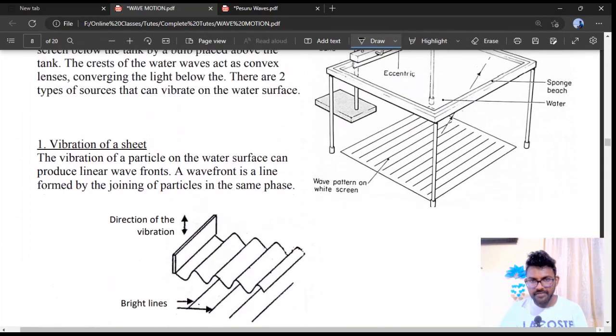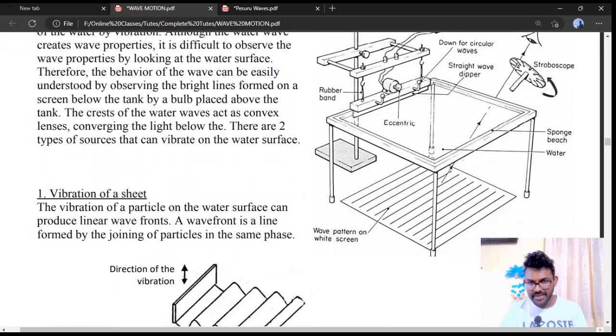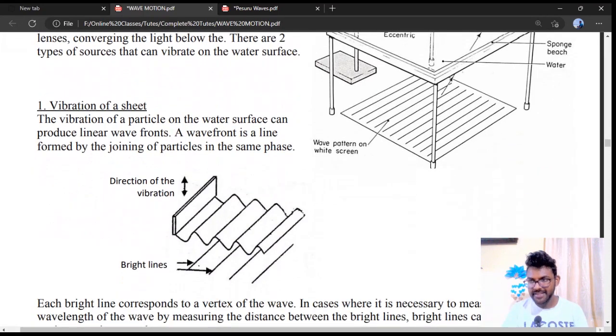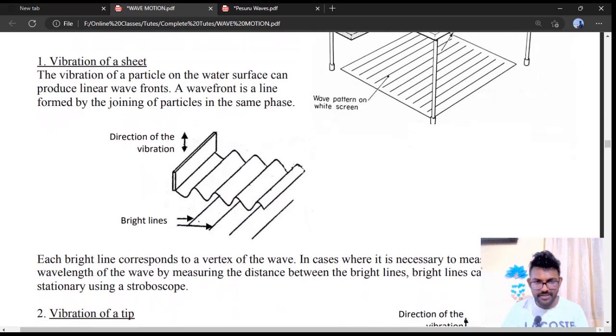How can we find the lambda then? Is there an easy way to find the lambda? Yes, that is why we are projecting the light onto a screen. When you have the bright lines, the consecutive distance between two bright lines, we can call it the lambda.